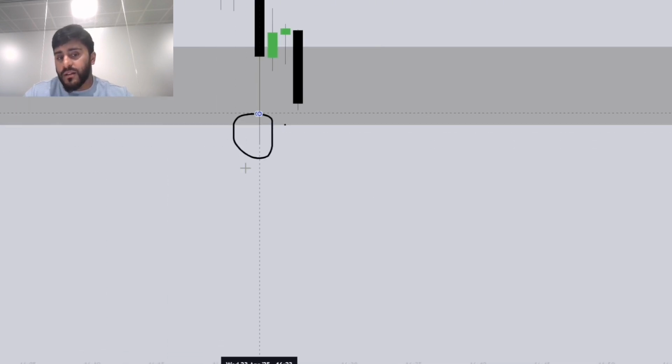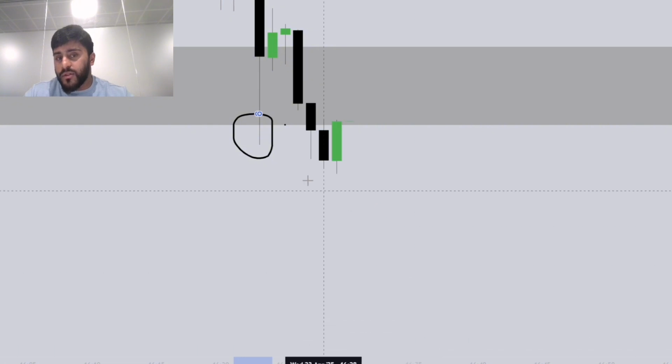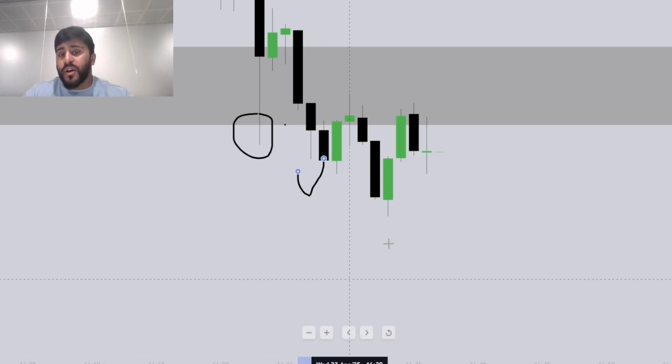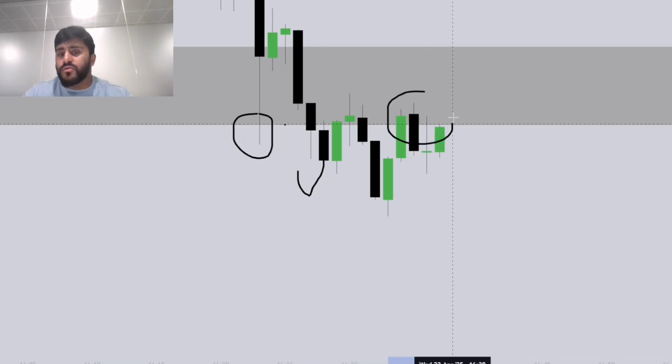So price has failed to hold the level over here. Now we've broken below the zone with the body, right? So we're seeing bearish intent. Bearish intent is very important, right? And then for me, we want to see price retesting the level. When price retests the level over here, what do I look for as a trader?